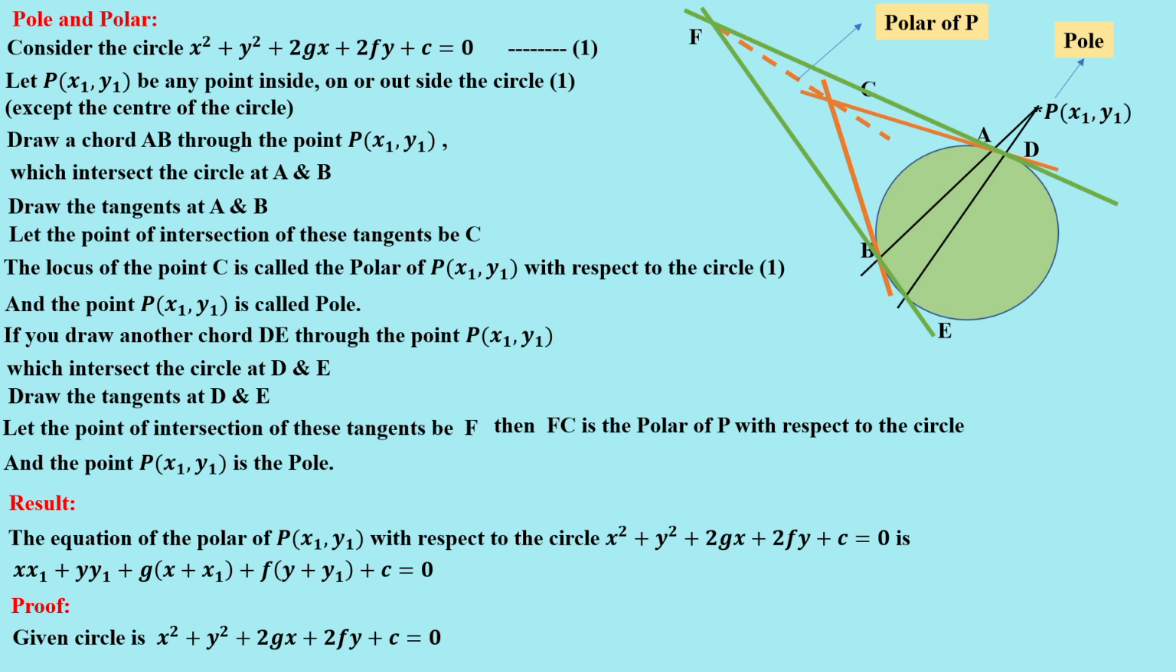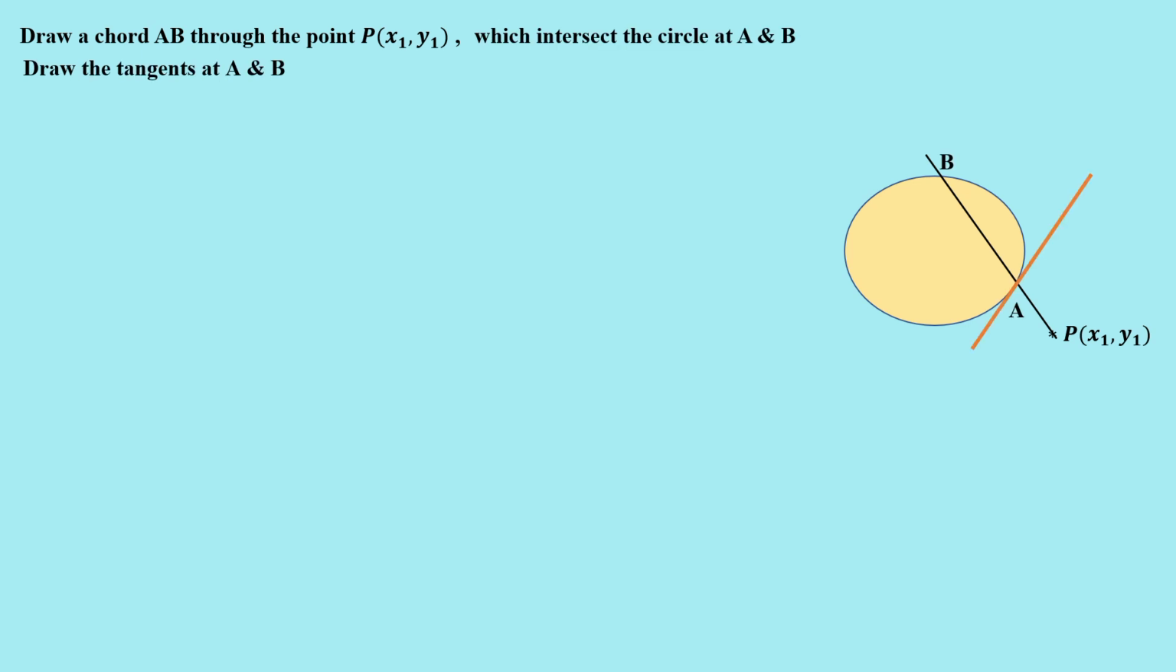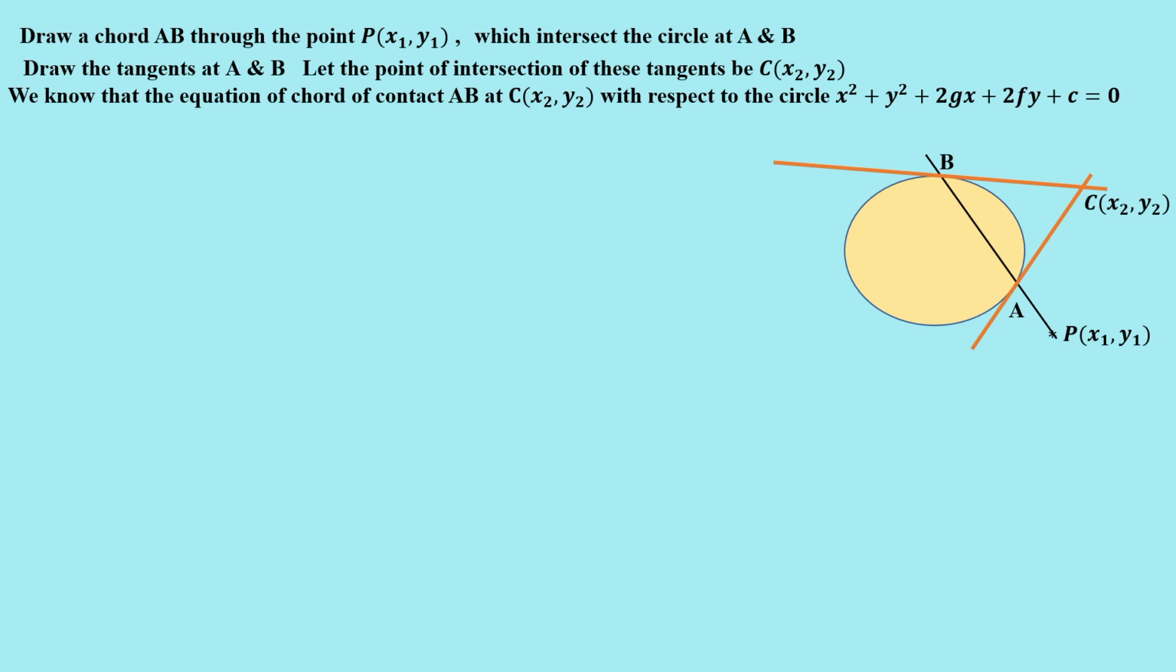The given circle is the general form of the circle, that is equation number 1. So taking any point P(x1, y1), draw a chord AB through the point P(x1, y1). It cuts the circle at A and B. Draw the tangents at A and B. It intersects at C(x2, y2). We know that the equation of the chord of contact AB at C(x2, y2) with respect to the circle x² + y² + 2gx + 2fy + c = 0, using the chord of contact formula.